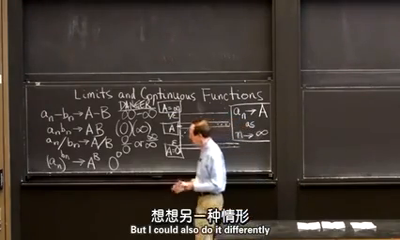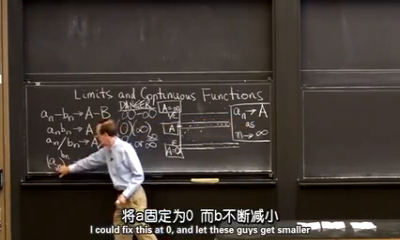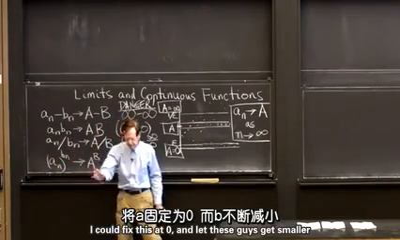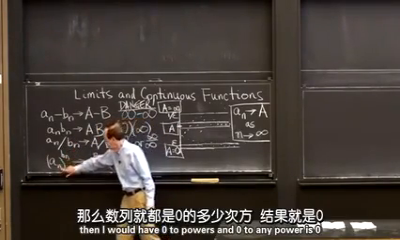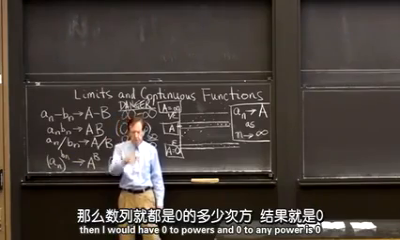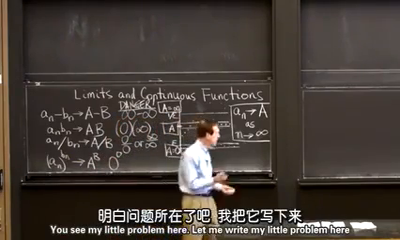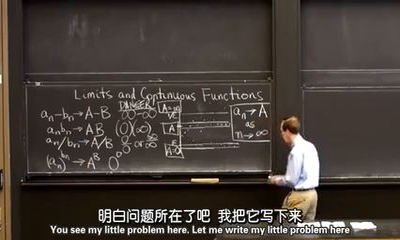But I could also do it differently. I could fix these at 0 and let these guys get smaller. Then I would have 0 to powers. And 0 to any power is 0. You see my little problem here? Let me write my little problem here.